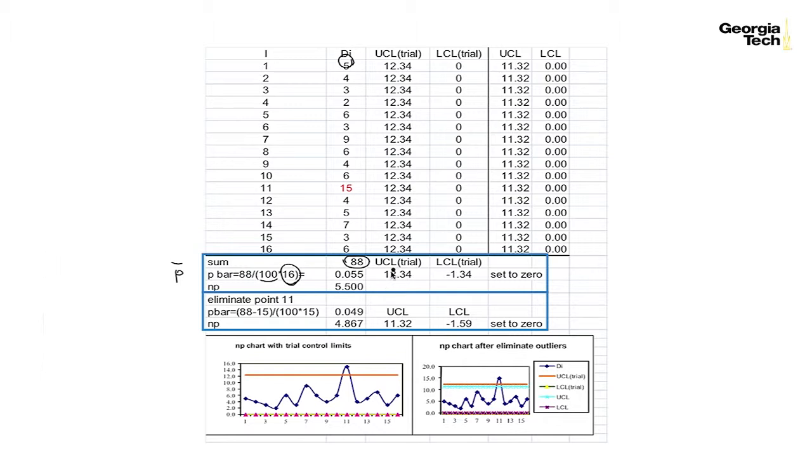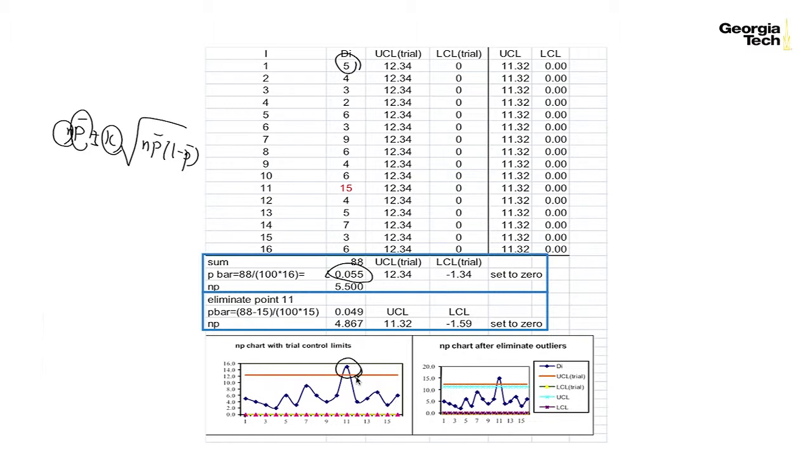So based on the equation I have, I can calculate UCL and LCL, and the equations are, if you remember, NP bar plus minus K, which is usually 3, times the square root of NP bar times 1 minus P bar. So N is 100, K is 3, and P bar is calculated here, which is 0.055. Then we can get LCL and UCL, and as you can see here, this is LCL, this is UCL, and you plot the Di values here.